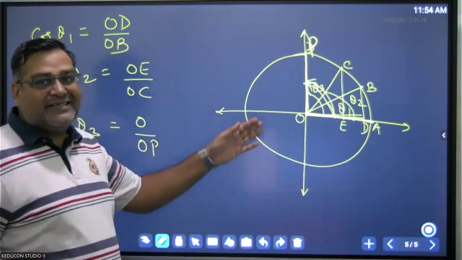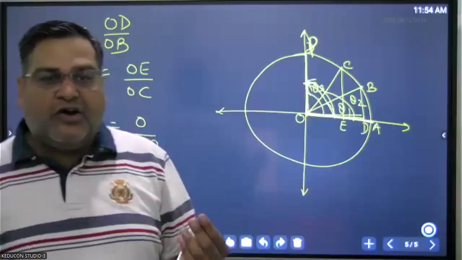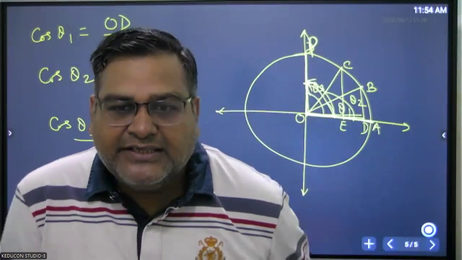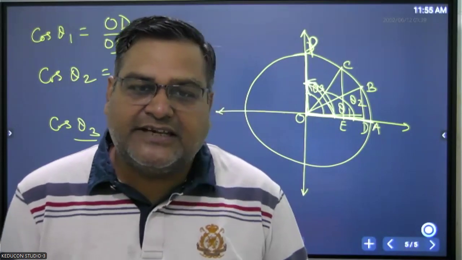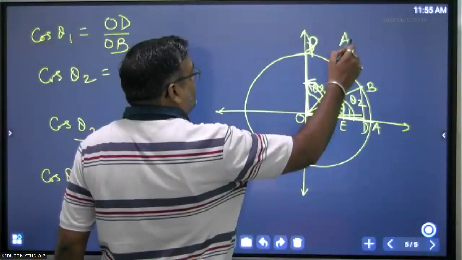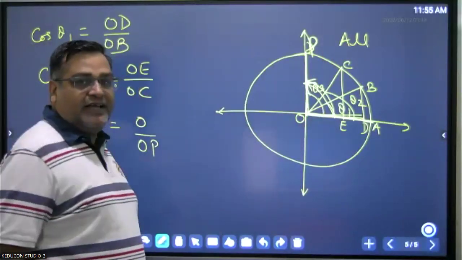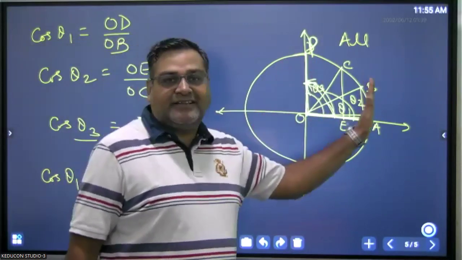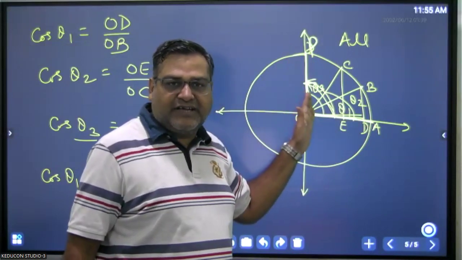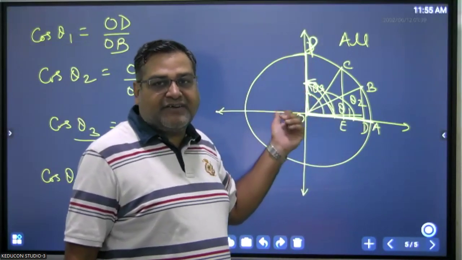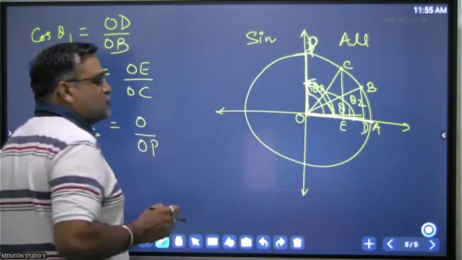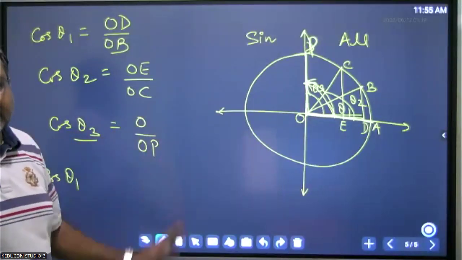Now if we see the sign of all the trigonometric ratios, students, we have 6 trigonometric ratios: sin, cos, tan, cot, secant and cosecant. All the trigonometric ratios are positive in the first quadrant. Why are they positive? Because the values used are on the positive side of the x-axis as well as the positive side of the y-axis. When we move to the second quadrant, only sin theta and its reciprocal, cosecant theta, are positive.